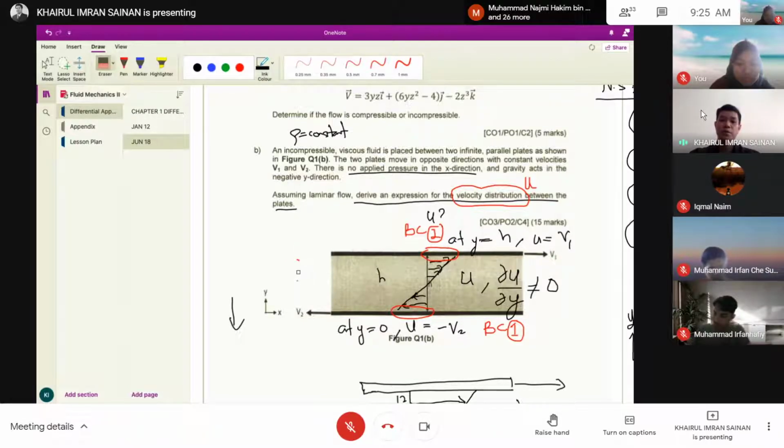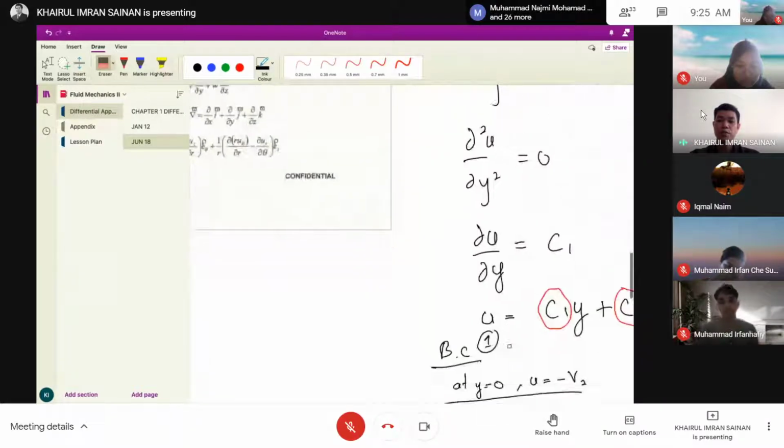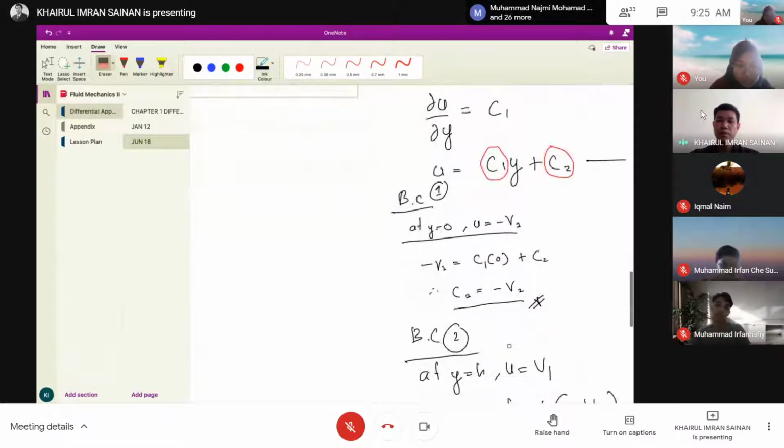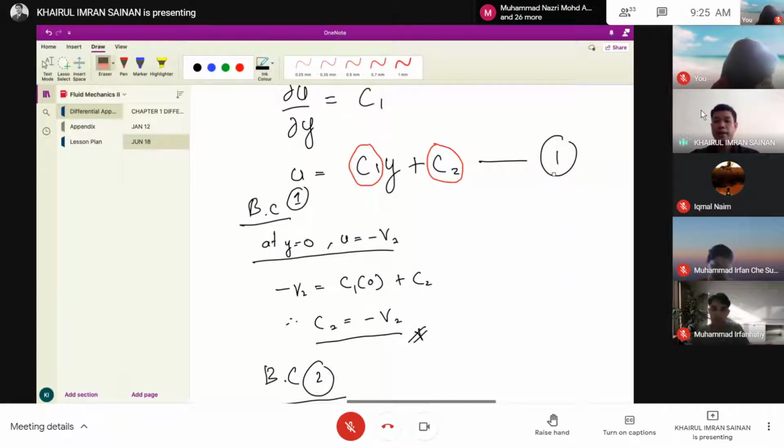That's it. We get back to our problem. BC number 1 is at y equals 0, u equals negative v2. You apply this boundary condition to equation 1. So u equals negative v2, c1 y with y equal to 0, plus c2. Remember, what we want is the values of c2 and c1. So here c2 equals negative v2.